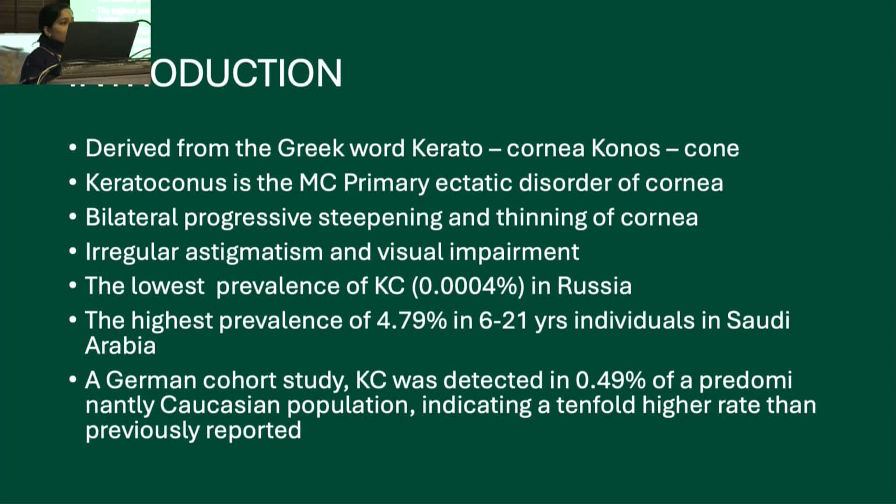So we all know keratoconus is derived from a Greek word, where kerato means cornea and conus means cone. By definition, it's the most common primary ectasia of the cornea, with bilateral, asymmetric, progressive steepening and thinning of the cornea, which results in irregular astigmatism and visual impairment.